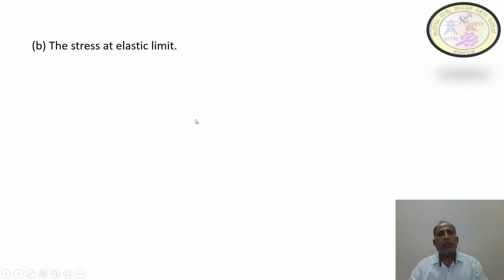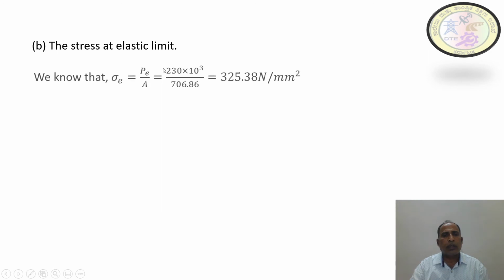Then B, the second one, is stress at elastic limit. As we know, stress at elastic limit is the ratio of load at elastic limit by original cross sectional area. The load at elastic limit is given, that is 230 kilonewton, that is 230 into 10 raised to 3 Newton divided by 706.86. This is the original cross sectional area. So therefore sigma E, or the stress at elastic limit, is 325.38 Newton per mm square.